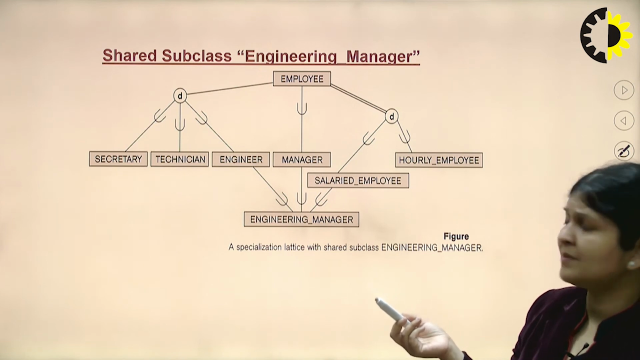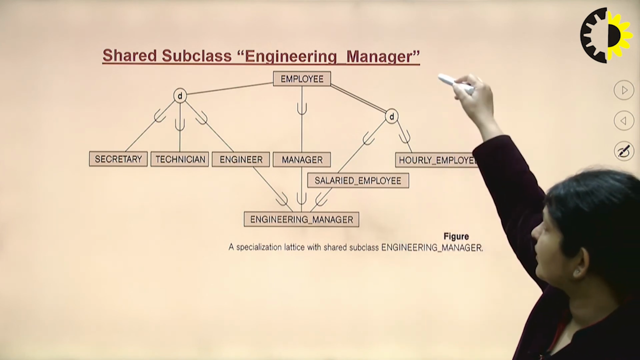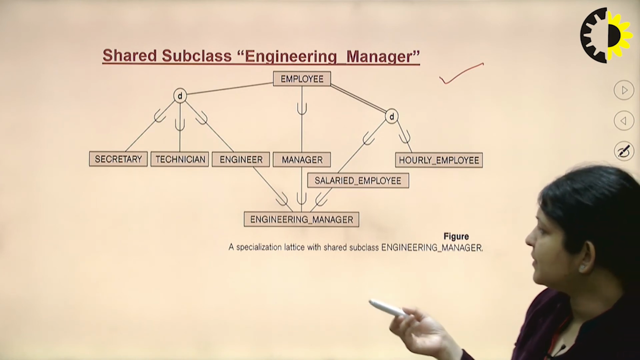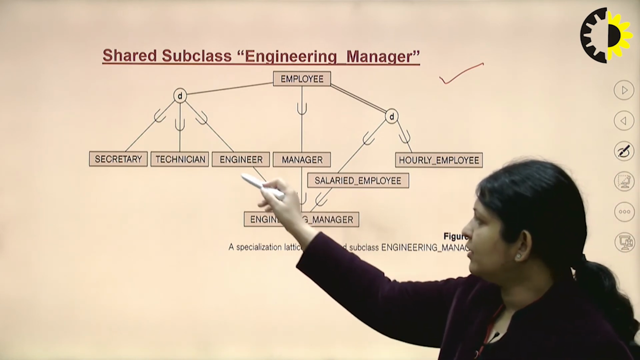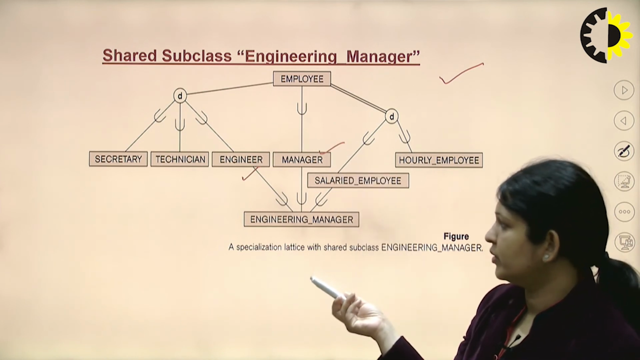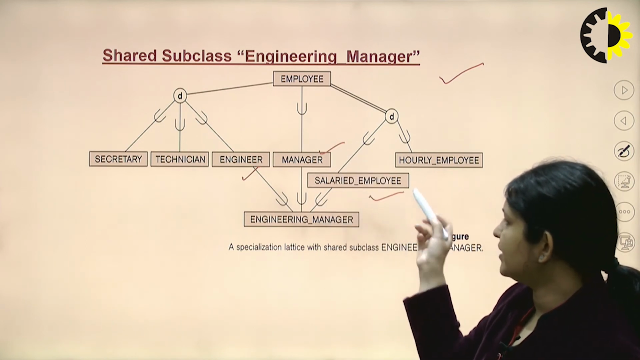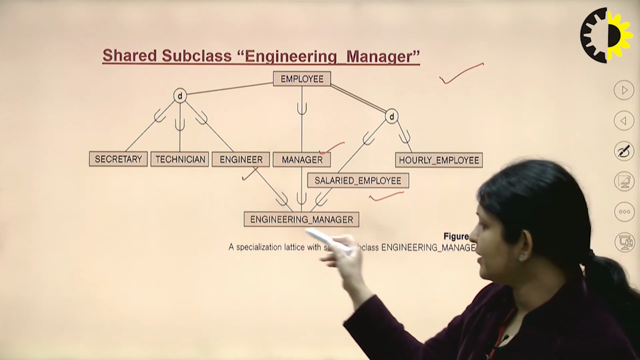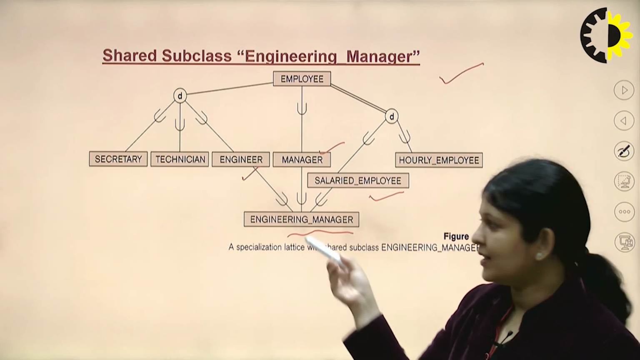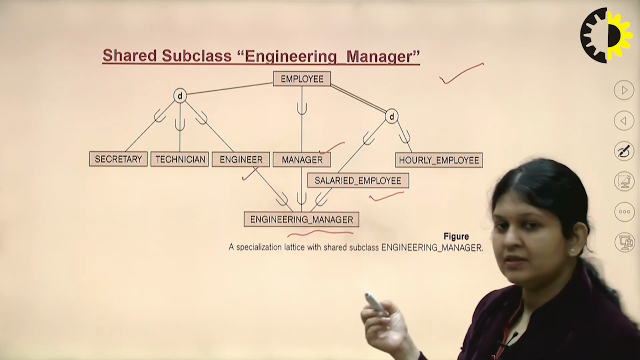Here's an example of the shared subclass. It's very important. We have an engineering manager. A person may belong to the engineer class and can be a manager also, and would be a salaried employee also. So the engineering manager is a shared subclass, as it's formed from various superclasses.